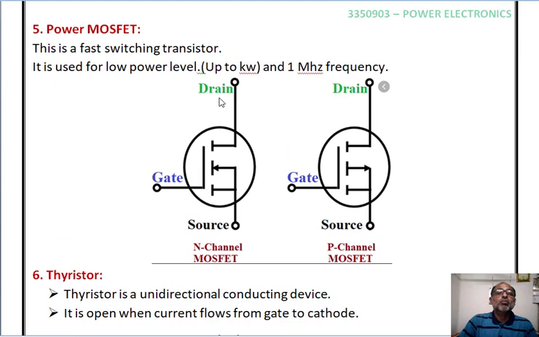Next, power MOSFET. The power MOSFET is a very fast switching transistor. It is also used for low power levels up to kW and 1 megahertz frequency. It has 3 terminals, drain, source and gate. There are 2 types of MOSFETs available: N channel MOSFET and P channel MOSFET. You can see the difference: in N channel, the arrow is towards the gate; here the source arrow is away from the gate.